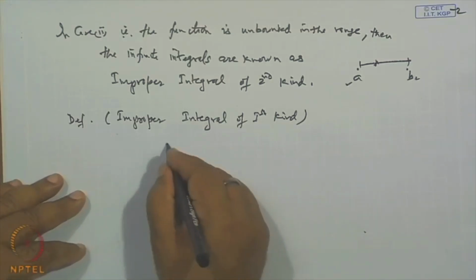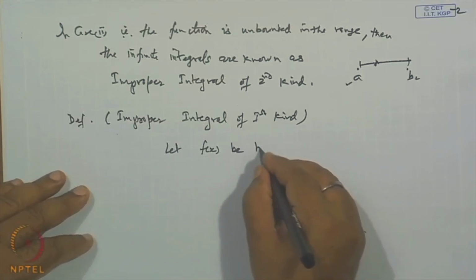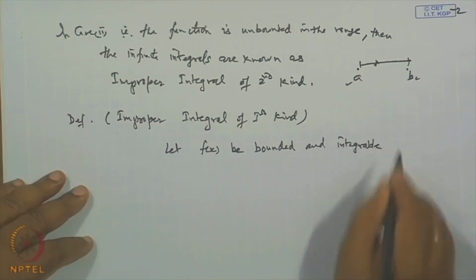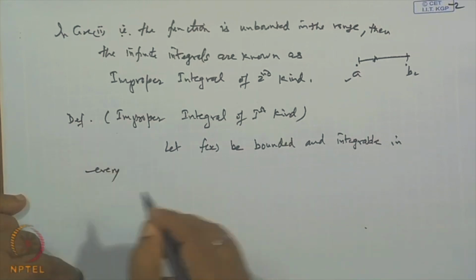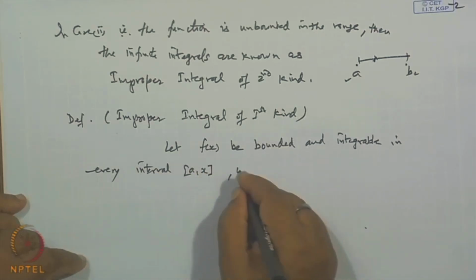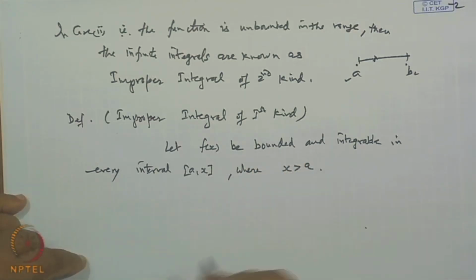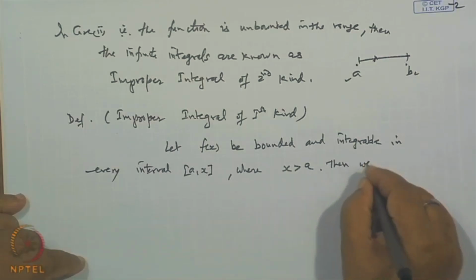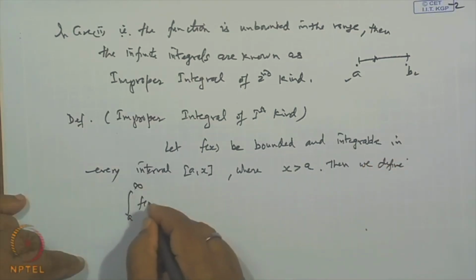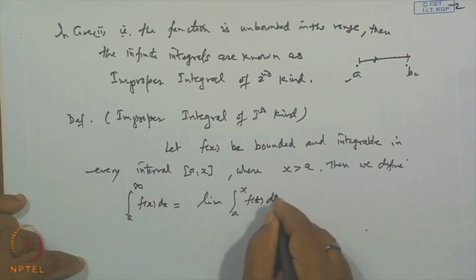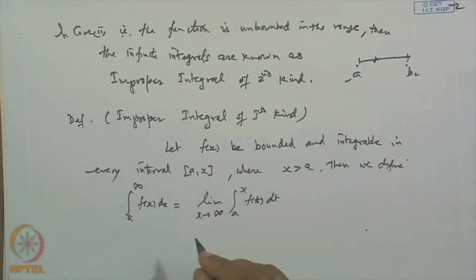Let us suppose f(x) is bounded and integrable in every interval [a, x], where x is greater than a. Then we define the integral from a to infinity of f(x) dx as the limit of the integral from a to x of f(t) dt when x tends to plus infinity.